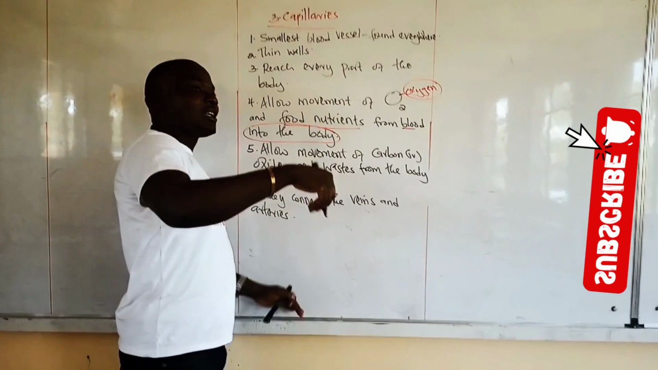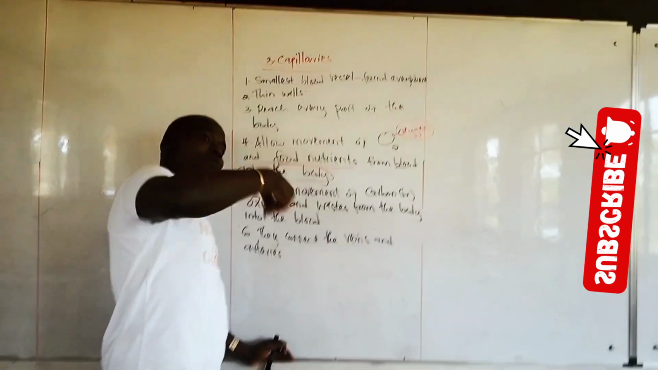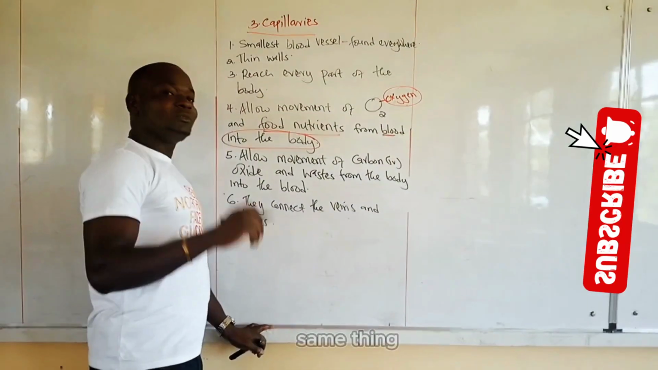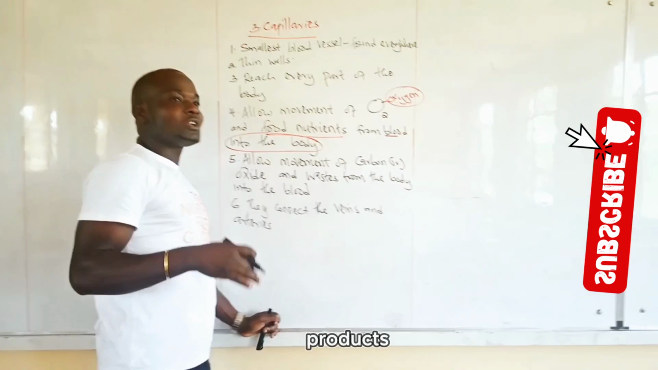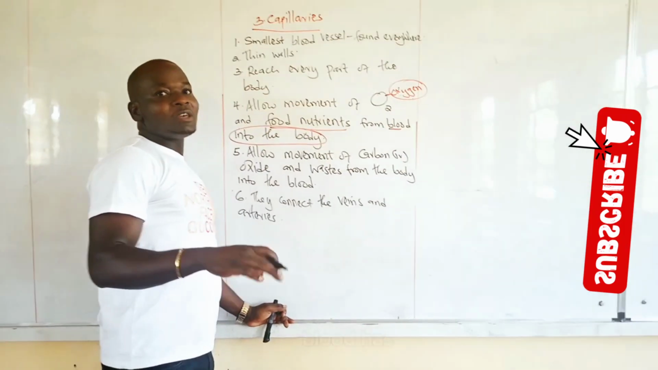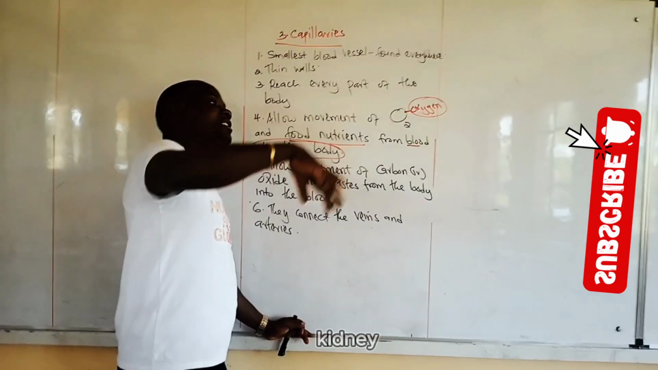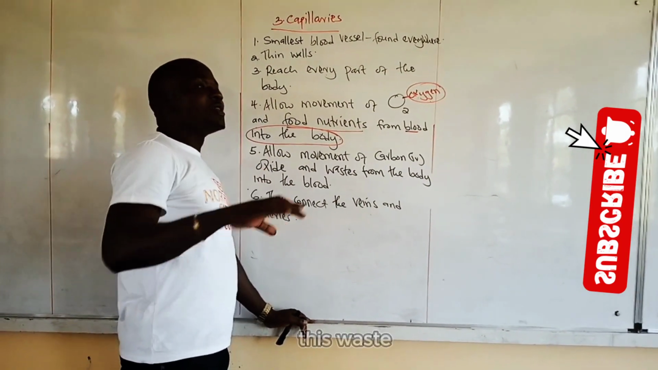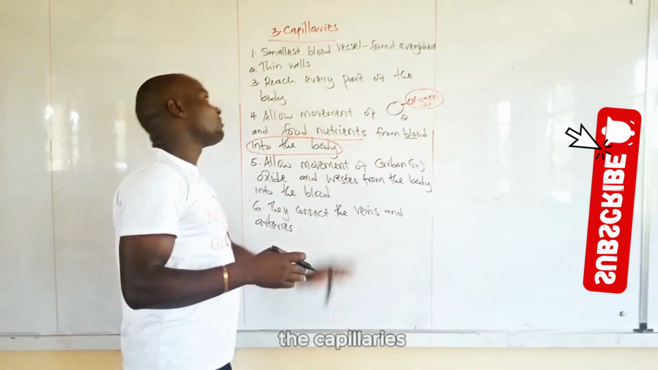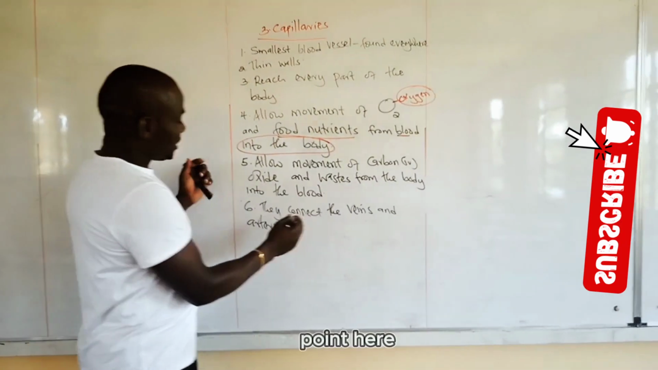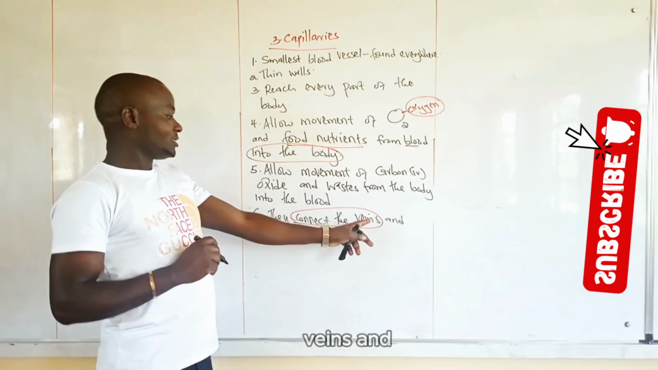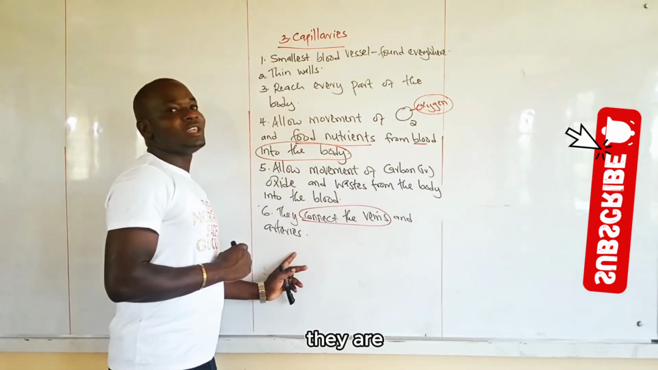Then directly to the blood, and the blood will flow to all parts of the body, distributing those nutrients. The same thing happens with waste products. After the blood has been used, the waste products are there. The blood is taken back to the kidney to be purified. These waste products, who is carrying them back? The capillaries. That's why we are saying that they connect veins and arteries. They are just connectors.